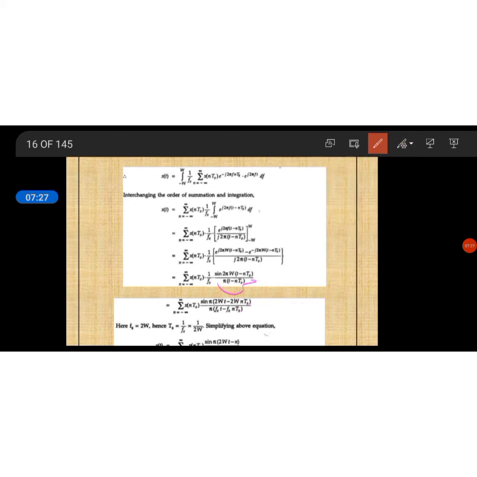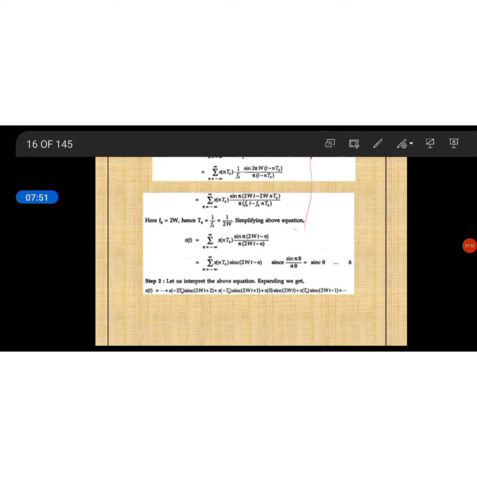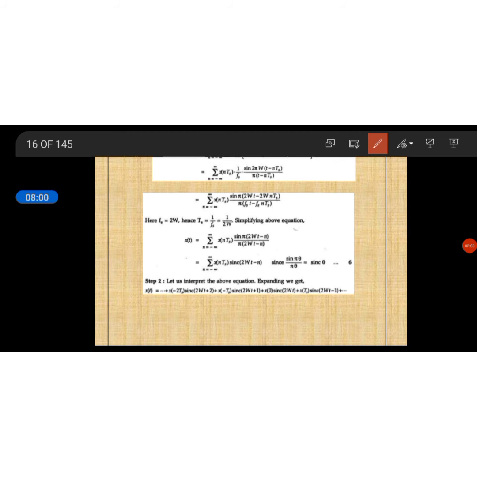And here also what you have to do is, instead of fs, you have to substitute 2 omega. This fs is also 2 omega, you have to substitute into n into Ts is equal to 1 by 2 omega. 2 omega get cancelled. After that, what will you be getting? Sine pi (2 omega t minus n), divided by pi (2 omega t minus n).